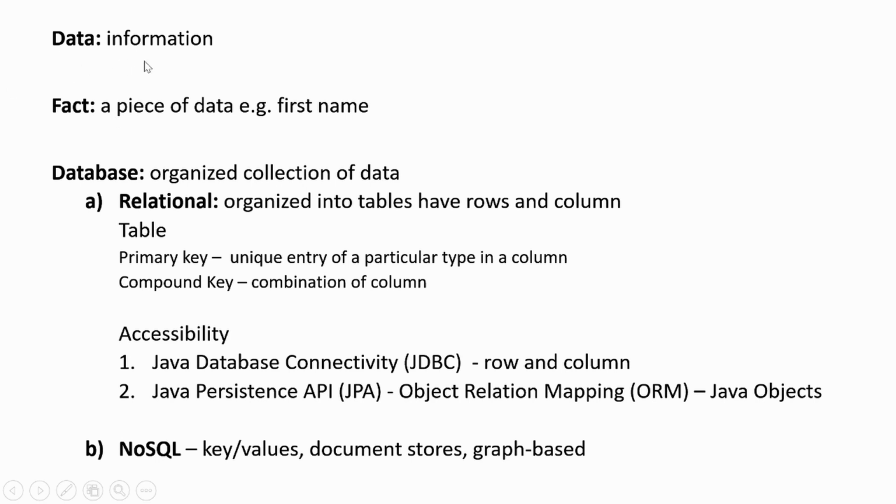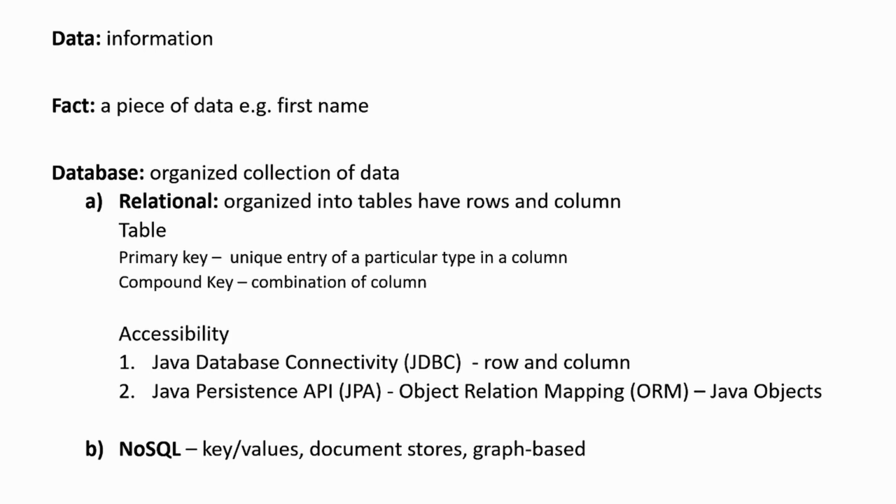Data is information. A fact is a piece of data, for example, first name. A database is an organized collection of data. In the real world, a file cabinet is a type of database. It has file folders, each of which contains pieces of paper.